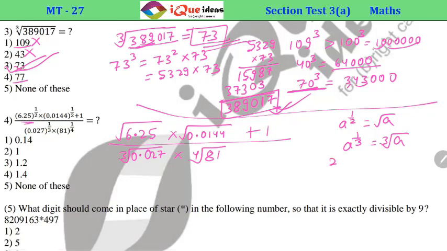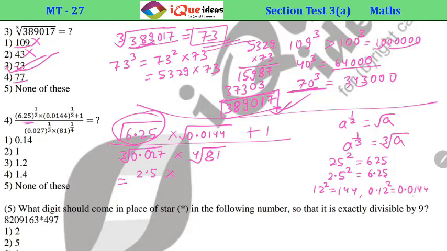Now see, we know that 25 squared is equal to 625. So 2.5 squared will clearly be equal to 6.25. So the square root of 6.25 will actually be 2.5, into, similarly, 12 squared, we know it is 144. That means 0.12 squared will be equal to 0.0144, because here there are 2 digits after the decimal, so in the square there will be 4 digits after the decimal. That means the square root of 0.0144 will be equal to 0.12.